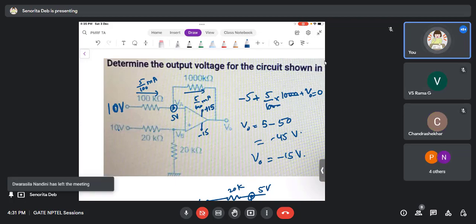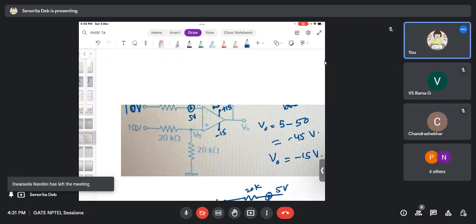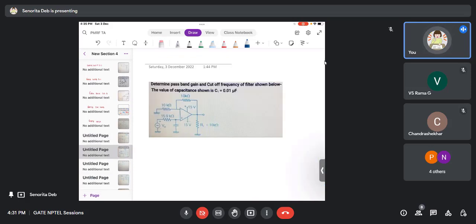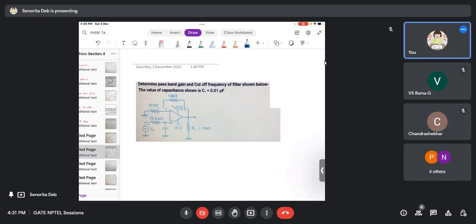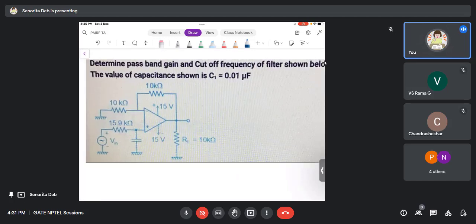Okay, so if this simple problem is clear, then let's see what the next problem I have. Determine the pass band gain and cutoff frequency of the filter shown below. The value of capacitance shown is C1 equals 0.01 microfarad. So please try this one.